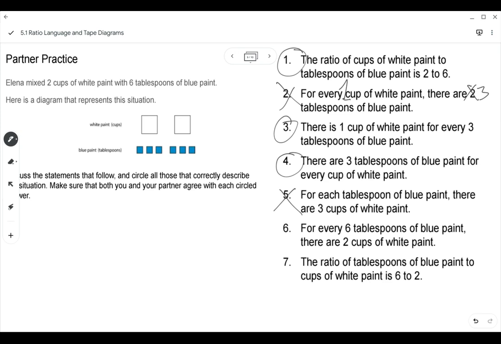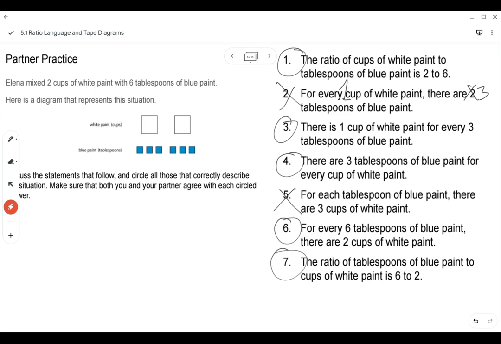For every 6 tablespoons of blue paint, there are 2 cups of white paint. We've got 6 blue, 2 white. This is true. And the last one: the ratio of tablespoons of blue paint to cups of white paint is 6 to 2. Okay, tablespoons of blue is first, and our first number is 6. So far so good. Second label is white paint. Second number is 2. This is true.